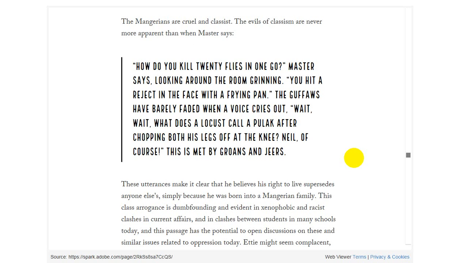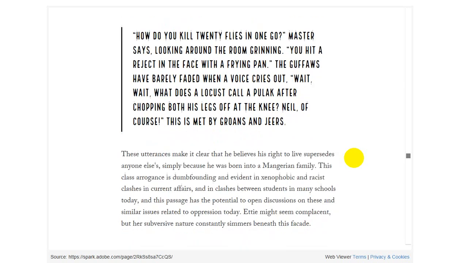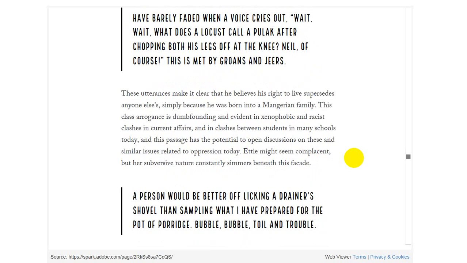These utterances make it clear that he believes his right to live supersedes anyone else's simply because he was born into a Mangerian family. And it's this class arrogance which is so dumbfounding. It's evident in xenophobic and racist clashes in current affairs today, clashes between students and schools. It has the potential to open up discussions on these and similar issues. And so this text is going to be very useful from that point of view.